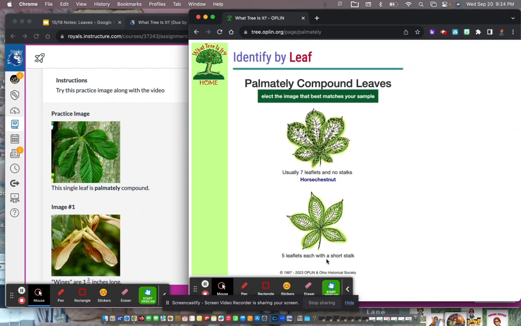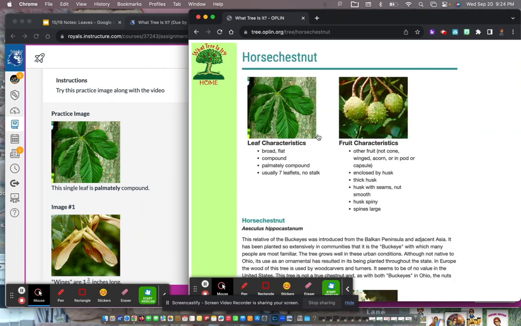What does this one say? 5 leaflets, each with a short stalk. Well, this had 7 leaflets, so it's not this. So I'm going to guess this one. I'm going to click on it and see what happens. If the picture matches, what do you know? It exactly matches. Then we are done. We found that the name of this leaf is horse chestnut.